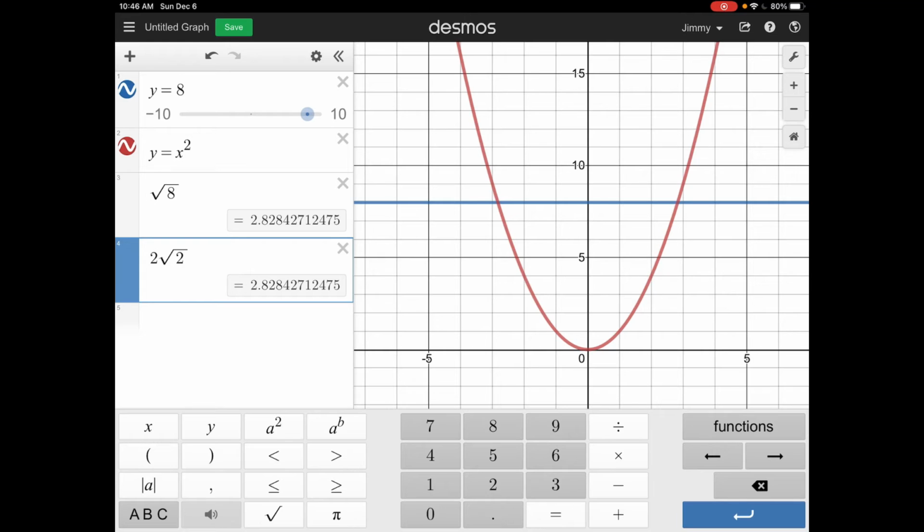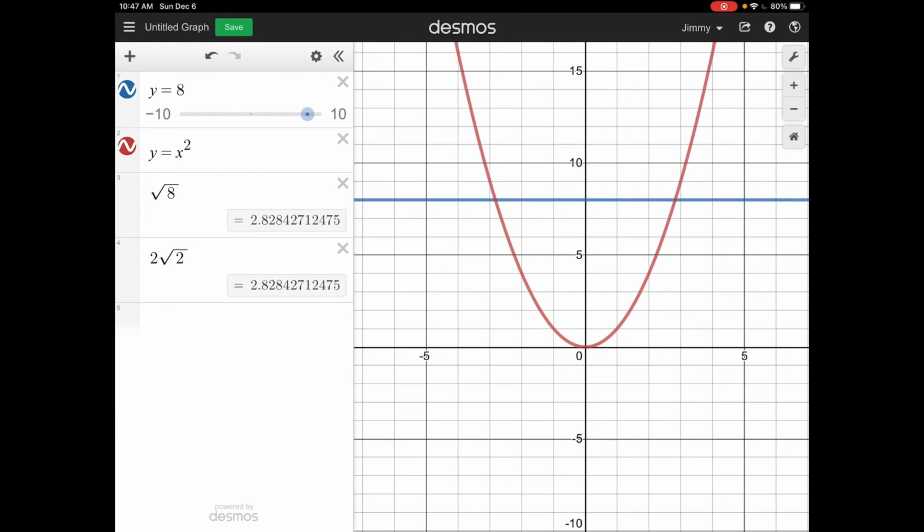All right, so I have the graph y equals x squared, the graph y equals 8, and I also typed in the square root of 8 to show the decimal and 2 roots of 2 to show that we simplified the radical correctly. We should see that the parabola y equals x squared intersects the blue line at those values of 2.828, and I see the positive one and the negative one, so we did it correctly.